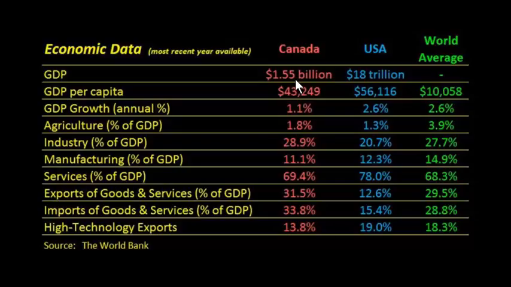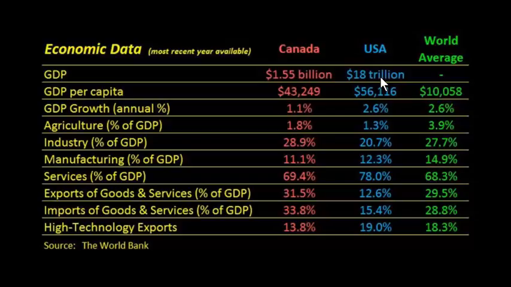So GDP, $1.55 billion in Canada last year, the most recent year available. That's really high. That's really, really good. That's a very developed, high-income country. Compare that to the United States, $18 trillion in terms of GDP. And so the United States economy, it ain't going anywhere. It might have slowdowns, it might have speed ups, but it ain't going anywhere. It is by far the biggest economy in the world.